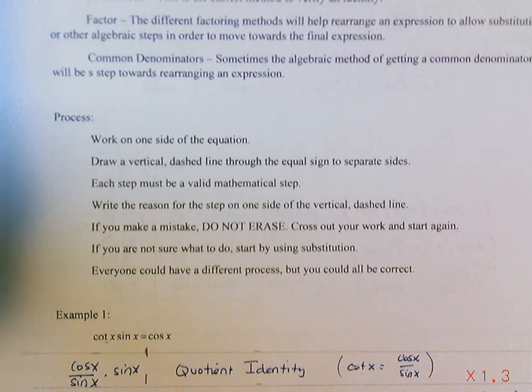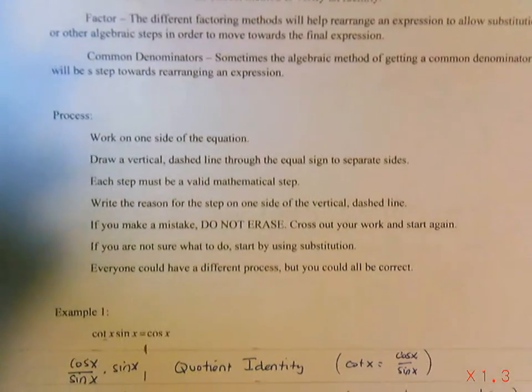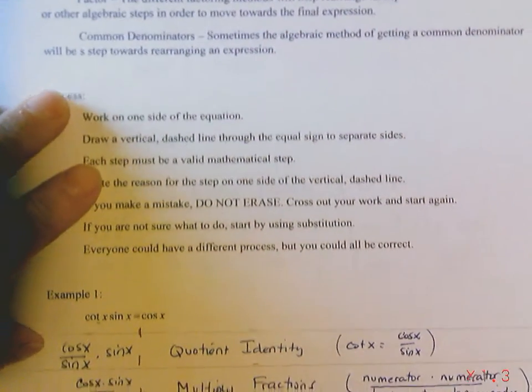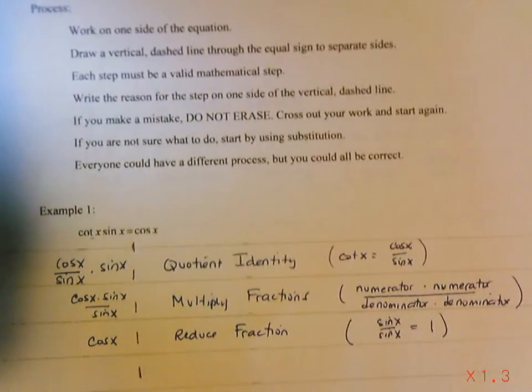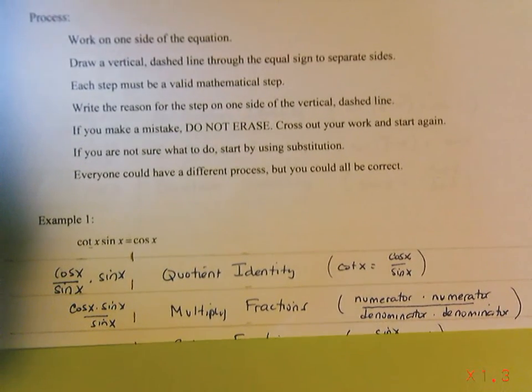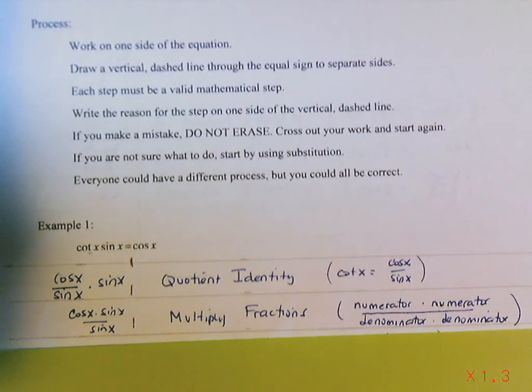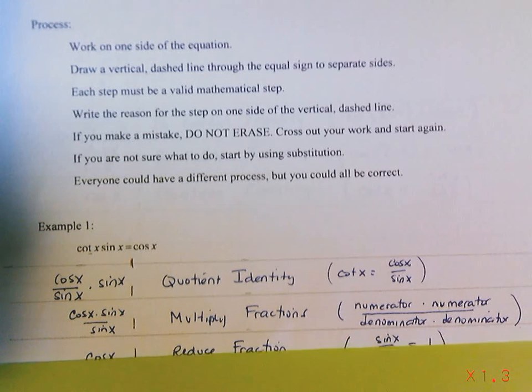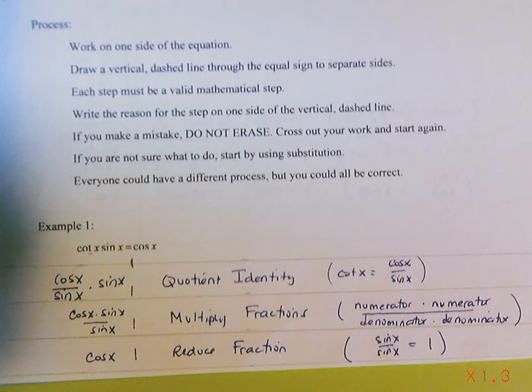When I multiply fractions, I multiply numerator times numerator, denominator times denominator. So what I've got here, cosine x times sine x over sine x. Then when you simplify fractions, if you have sine x over sine x, that's equal to 1. So I reduce the fraction and I get cosine x.